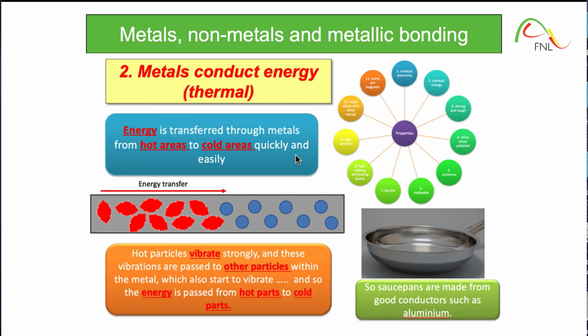Secondly, metals conduct heat, if you like, thermal energy. Energy is transferred through metals from hot areas to cold areas quickly and easily. And here we see energy transfer going from left to right. Now hot particles vibrate strongly, and these vibrations are passed to other particles within the metal, which also start to vibrate, and so energy is passed from hot parts to cold parts, which is why saucepans are made of good conductors such as aluminium.